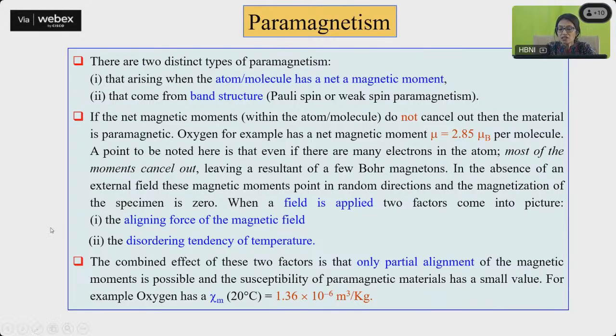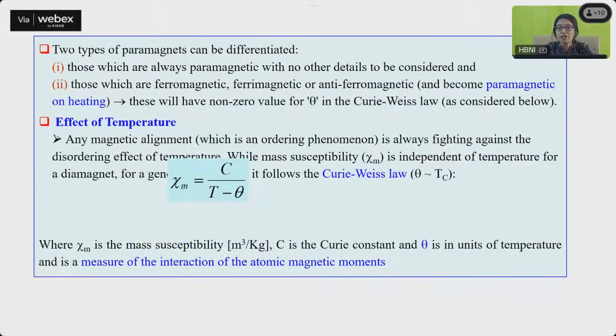For oxygen, it is almost 1.36 times 10 to the power minus 6 meter cube per kg. So it's a very small susceptibility value. And there are two kinds of paramagnets. One which are always paramagnetic with no other details to be considered, and others which are ferromagnetic, ferrimagnetic or antiferromagnetic, and they turn paramagnetic when you increase the temperature.